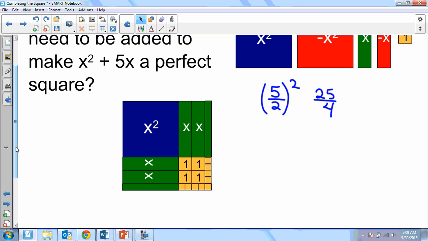Okay? So gather your tiles up. We'll put those back in the bag. And you found the pattern. So this should make sense. Pass your bags to the front, and we'll finish going over this. Don't lose your worksheet. We'll finish this tomorrow.